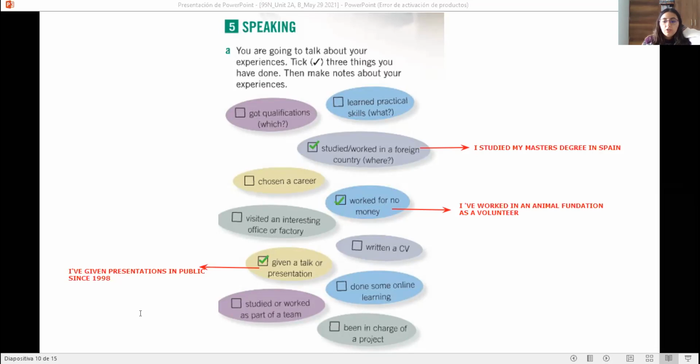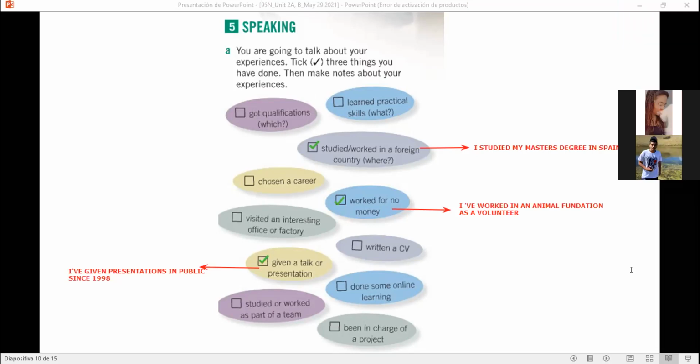Okay, guys? So now you have 3 minutes to choose your options, okay? 3 minutos para ir eligiendo sus 3 opciones. Y para ir anotando en un cuadernito también sus oraciones, ya sea en pasado simple o en present perfect. 3 minutes, guys.